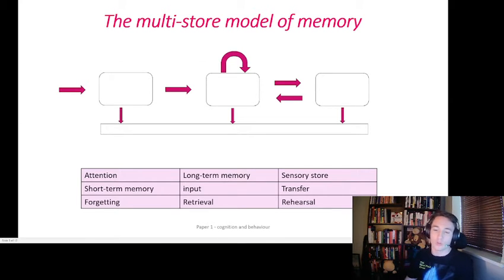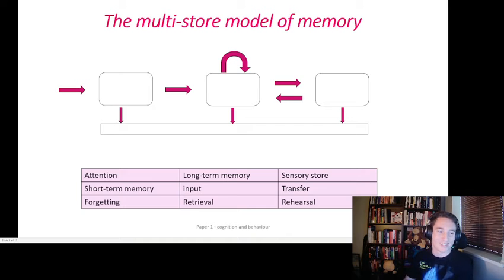Just to let you know what this model is before you have a go: the multi-store model of memory is a model that shows the process of how we remember information, going through the whole thing from information just existing in the environment all the way to us remembering it and keeping it in our long-term memory store. So if you want to pause the video, give yourself some time to have a go at where you think some of those things would go. I think it's a good thing to practise, really.